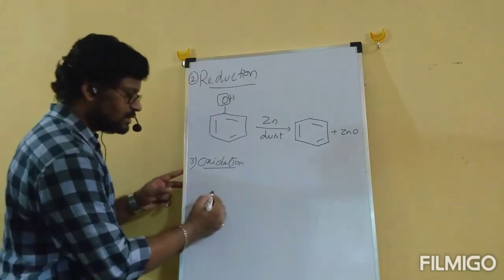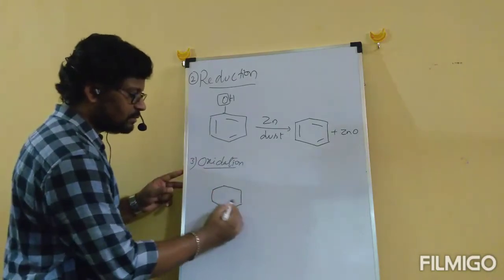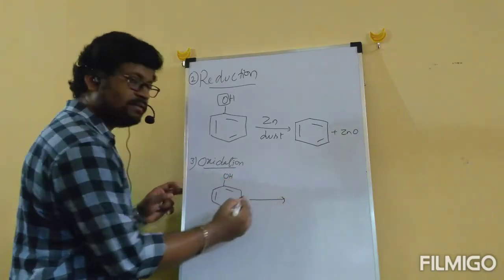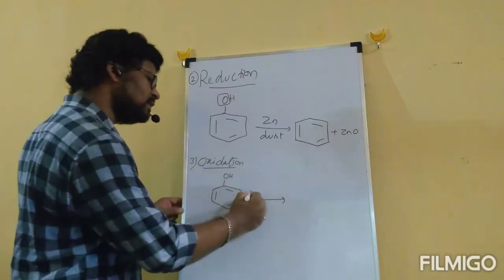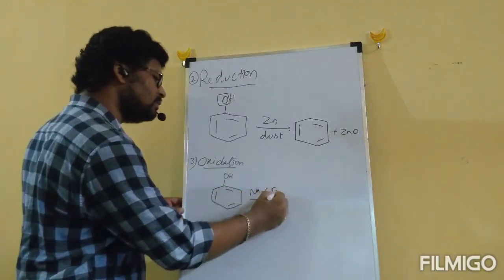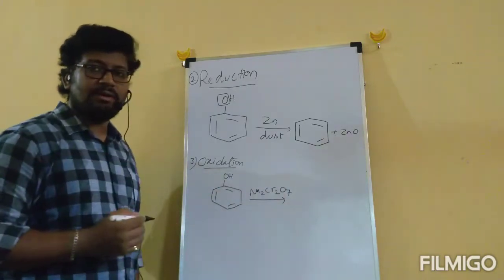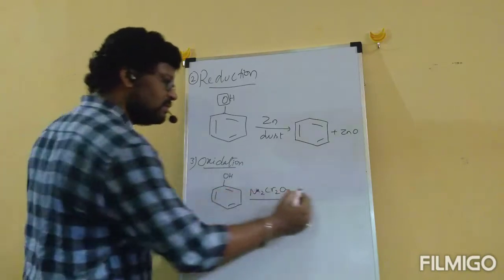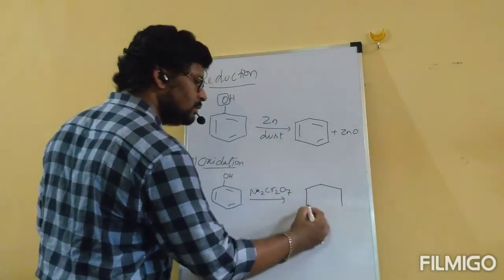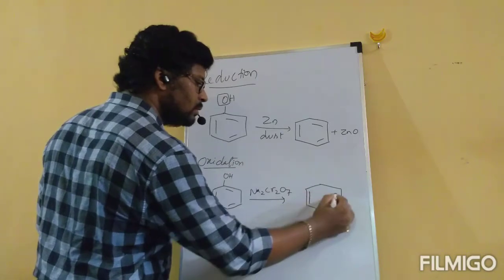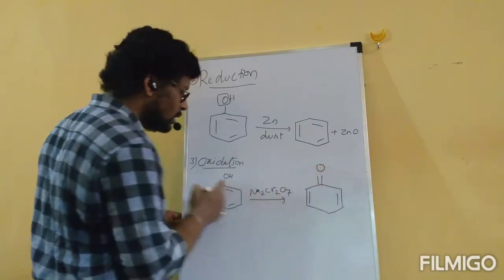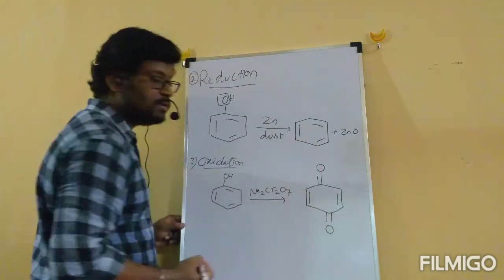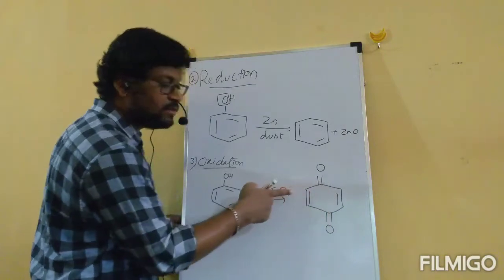Under this oxidation reaction, phenol will undergo oxidation in presence of a strong oxidizing agent, that is Na2Cr2O7. We will get this alcohol converted to double bond O, as well as in para position we will also get double bond O. And this double bonds adjustment we have to see.